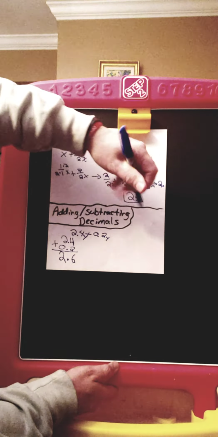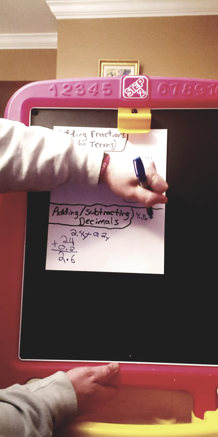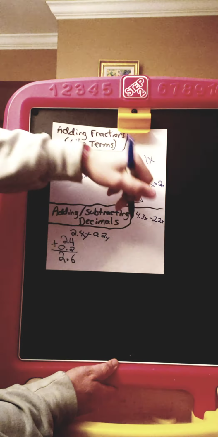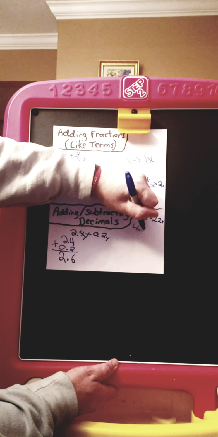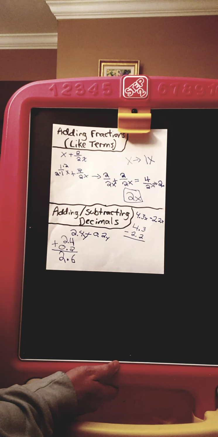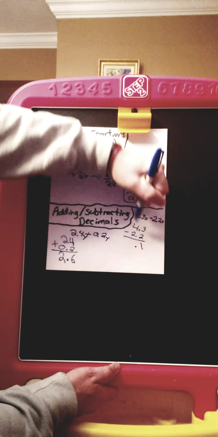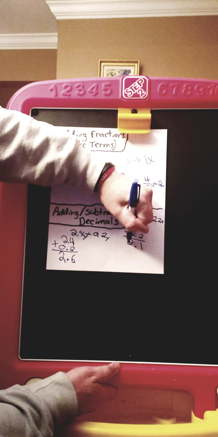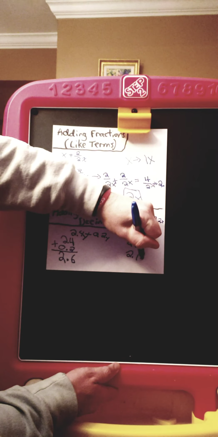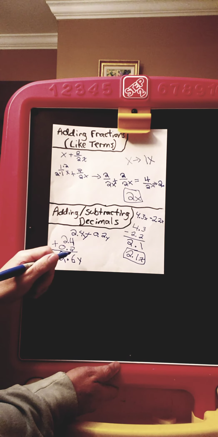Now when you're subtracting, it's the same thing. If I give you 4.3x minus 2.2x, it's the same thing. You want to rewrite it up and down. So 4.3 minus 2.2. Line up your decimals. 3 minus 2 is 1. Decimal point comes straight down. 4 minus 2 is 2. And your answer is 2.1x. I forgot the y in the previous one. I'm sorry. That would be a mistake point.